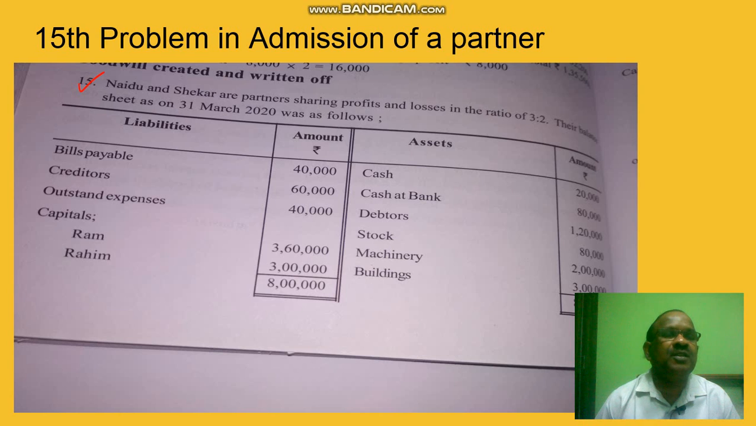Naidu and Shekhar are partners sharing profits and losses in the ratio 3:2. It means in fractions, 3/5 and 2/5. Their balance sheet as on 31st March 2020 was as follows. Bills payable 40,000, creditors 60,000, outstanding expenses 40,000. Ram capital is 3,60,000, Rahim capital is 3 lakhs, total 8 lakhs. Cash in hand 20,000, cash at bank 80,000, debtors 1,20,000, stock 80,000, machinery 2 lakhs, buildings 3 lakhs, total 8 lakhs.